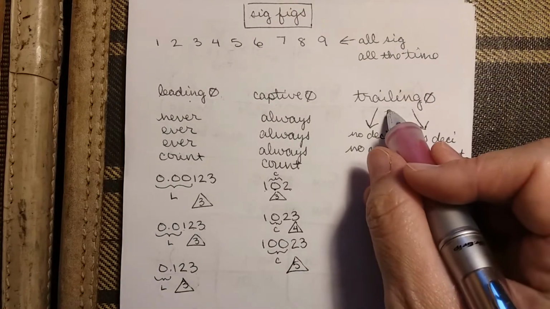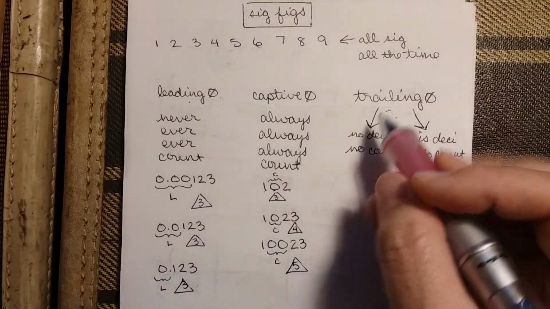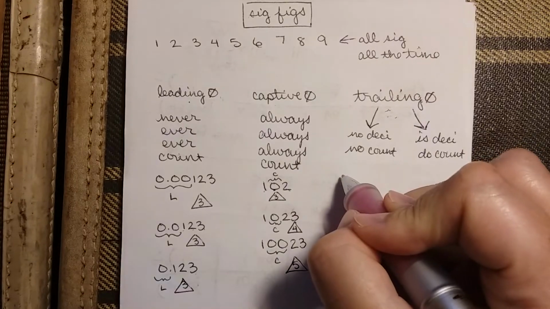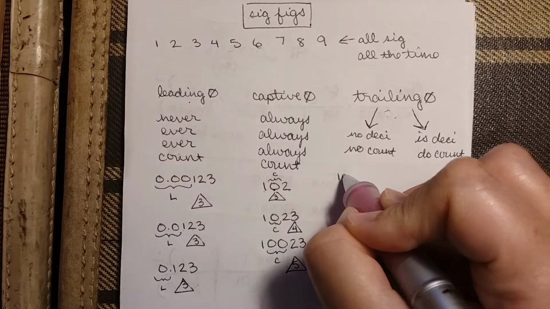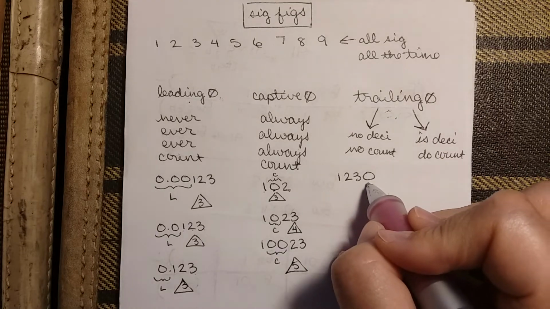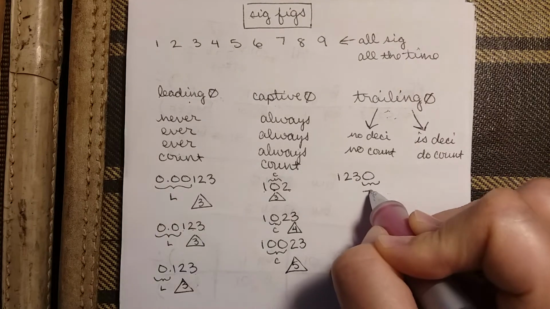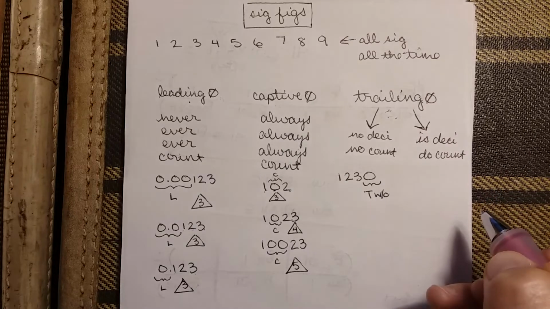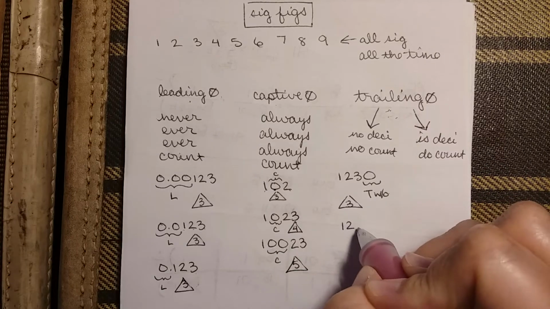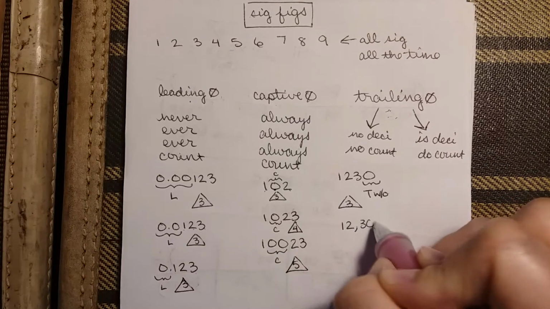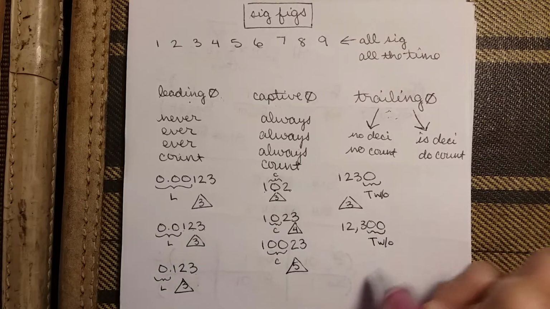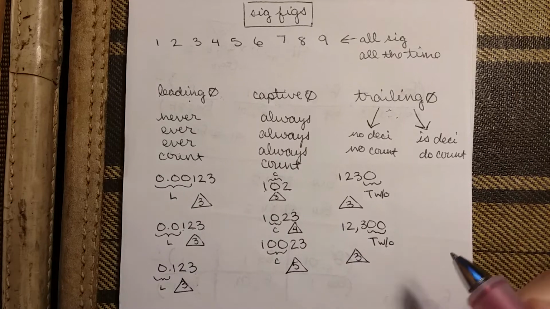Okay, now for the trailing zeros. You can have trailing with no decimal or trailing with decimal. Trailing with no decimal would be like 1230. There's no decimal here, so this is trailing without a decimal. So it's 3 sig figs. Or it could be 12,300. Those guys are trailing without a decimal, so it's only 3 sig figs.